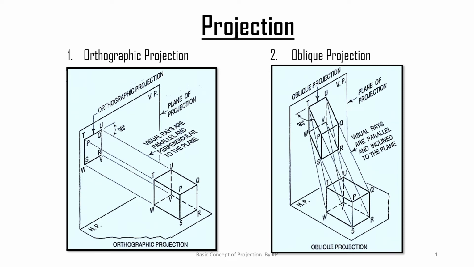So here we understand the concept of projection. The meaning of projection is to project any object onto the projection planes. Suppose we are sitting in a room, and the vertical wall is normally treated as a vertical plane and the floor is treated as a horizontal plane.